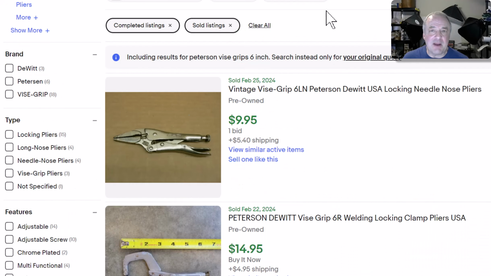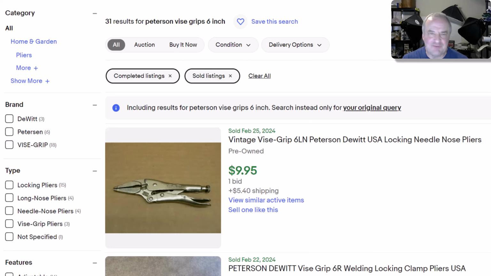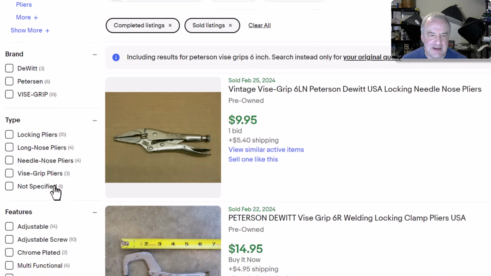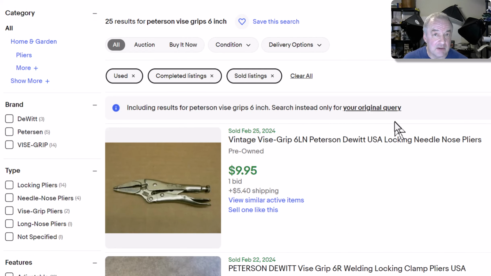Now, this might be a pair of what they call long nose vice grips or welding vice grip. I don't know. I just type vice grips. I'm looking for used vice grips. I'm going to go ahead and choose, I guess, used. I think a lot of us in this group will sell used.